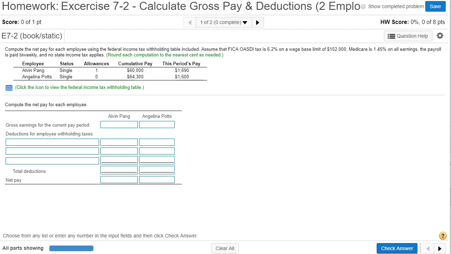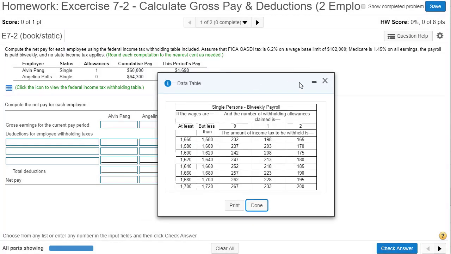Exercise 7-2, we're going to calculate gross pay and deductions for 2 employees. Compute the net pay for each employee using the federal income tax withholding table included. So here's our FIT table.